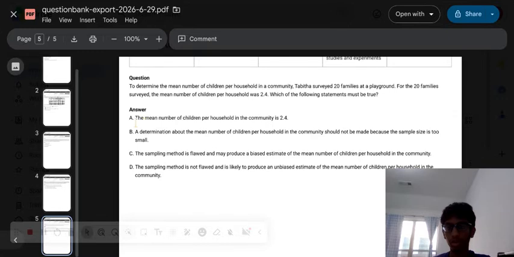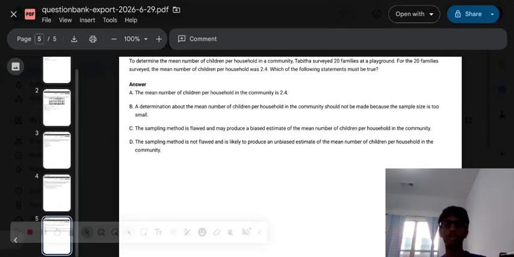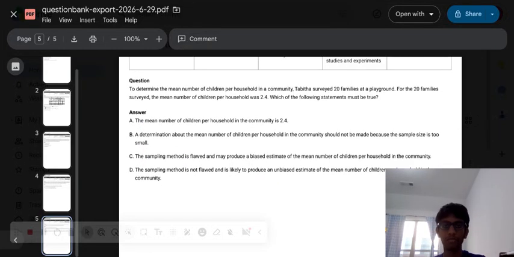Okay, so answer choice A, the mean number of students per household in a community is 2.4. Answer choice B, a determination about the mean number of students per household in a community should not be made because the sample size is too small. C, the sampling method is flawed and may produce a biased estimate of the mean number of students per household in a community. D, the sampling method is not flawed and is likely to produce an unbiased estimate of the number of students per household in the community.